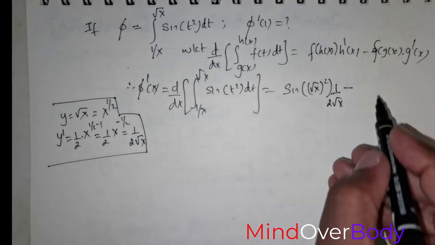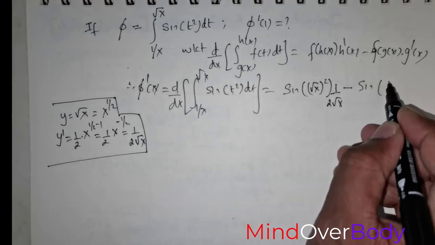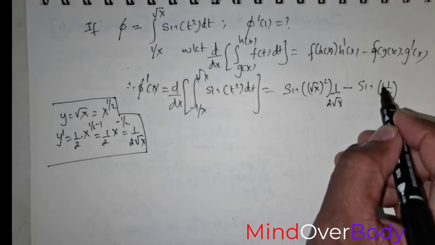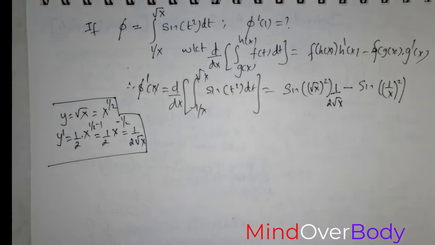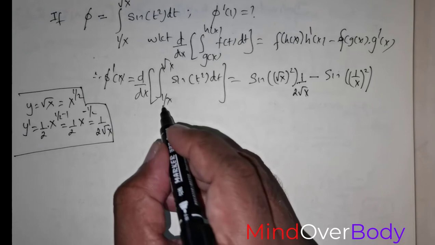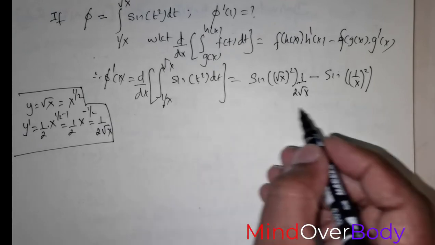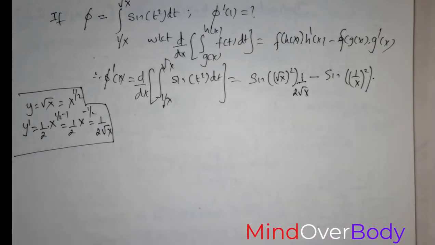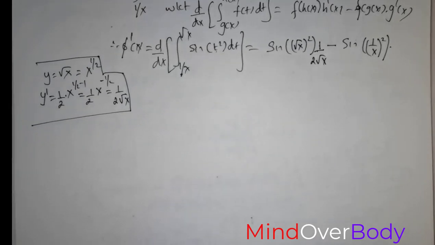Minus f of g of x. That means sine of (1 over x) raised to the power of 2, right? Because I've got the lower limit as 1 over x, times the differentiation of 1 over x. So let me just show that over here.